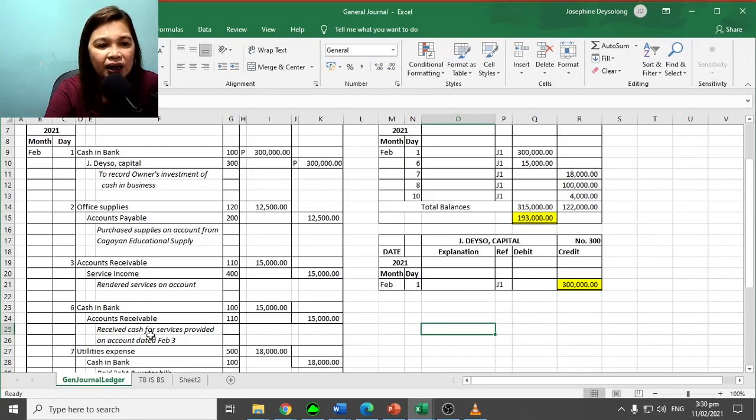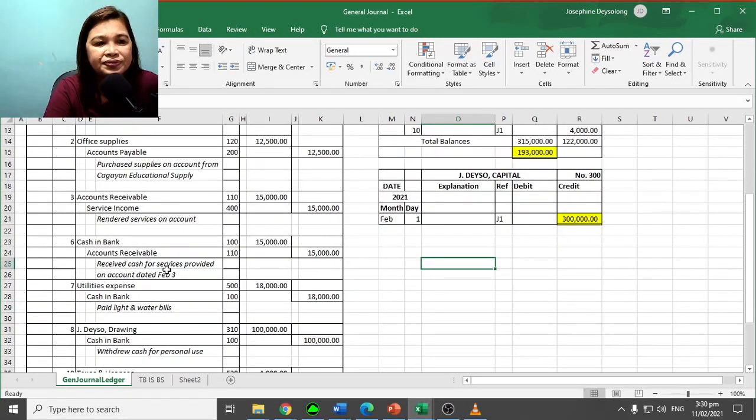Next, I have another transaction here: I receive cash for services provided on account, dated February 3. Meaning to say, when I refer to February 3, I had receivables, right? But then, on February 6, the customer or my client already paid me. Because the client already paid me, I receive cash in bank.